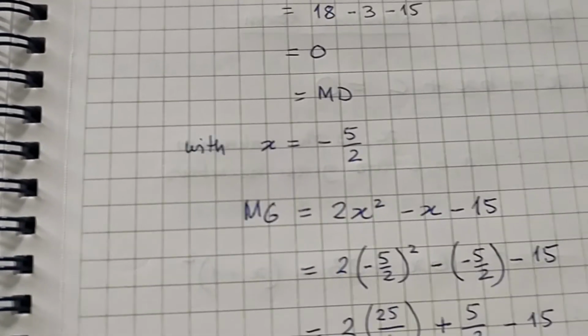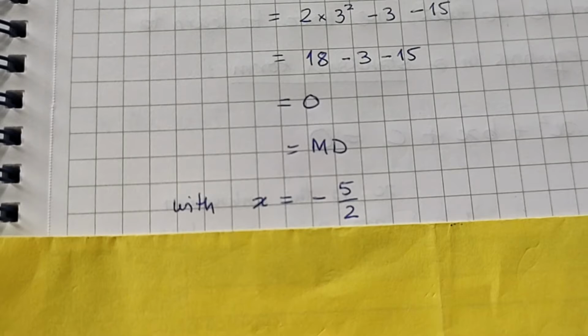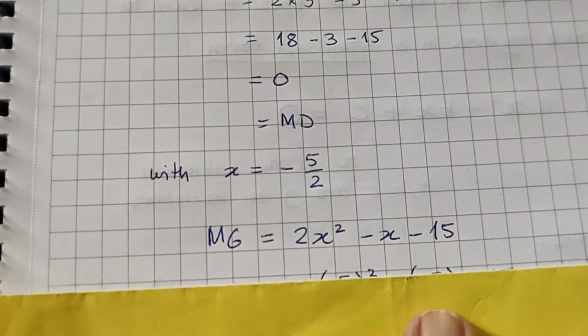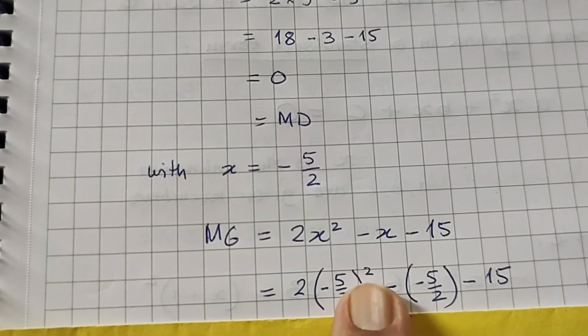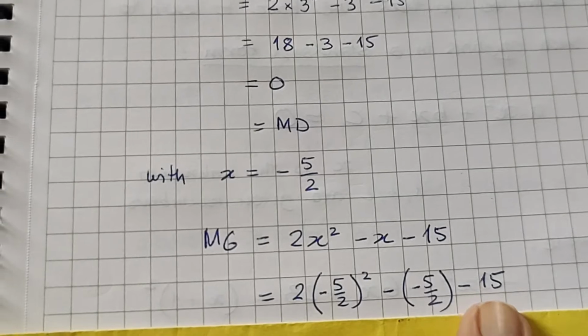Let's try the other value that we got. X est égal à moins 5 sur 2. Membre gauche est égal à 2x carré moins x moins 15. So we have 2 fois moins 5 sur 2 au carré, moins 5 sur 2, moins 15.